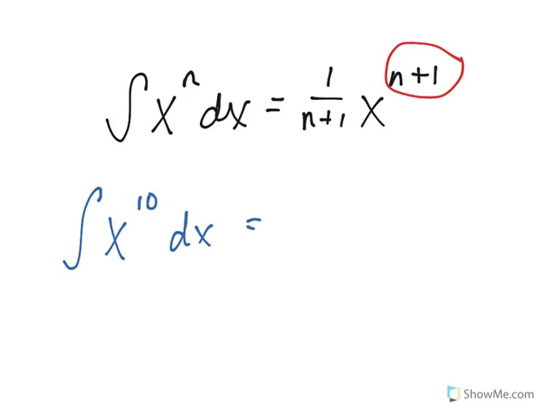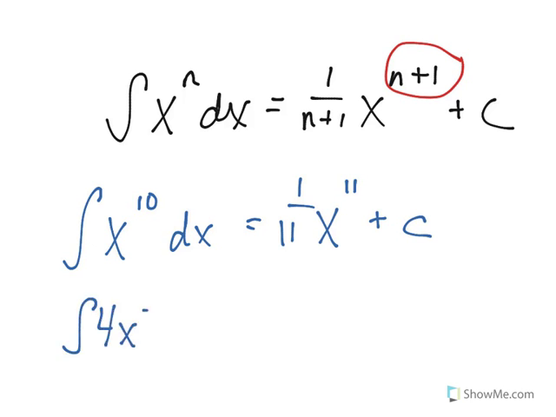You said I forgot something? I see it now, Quinn. You're right, I forgot a plus c on there. So for x to the 10th, the integral is x to the 11th, with a 1 over 11 on the outside, plus c. Number 3, we're doing the integral of 4x to the negative 6th dx.